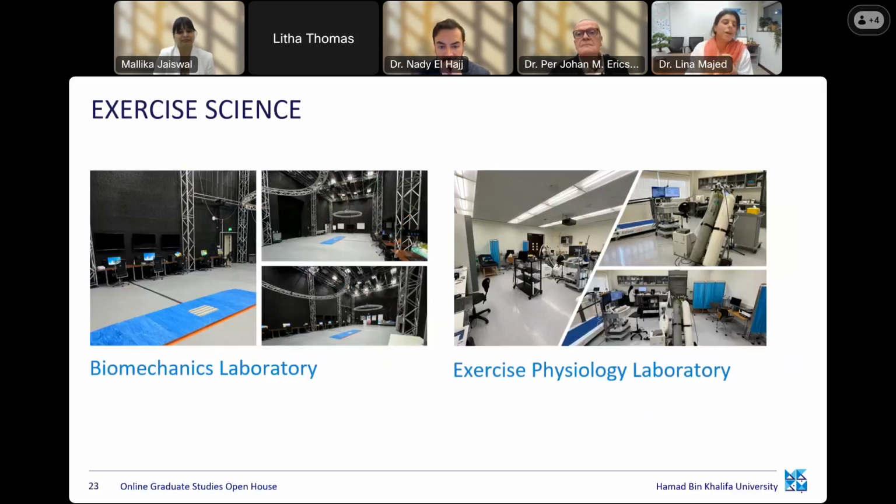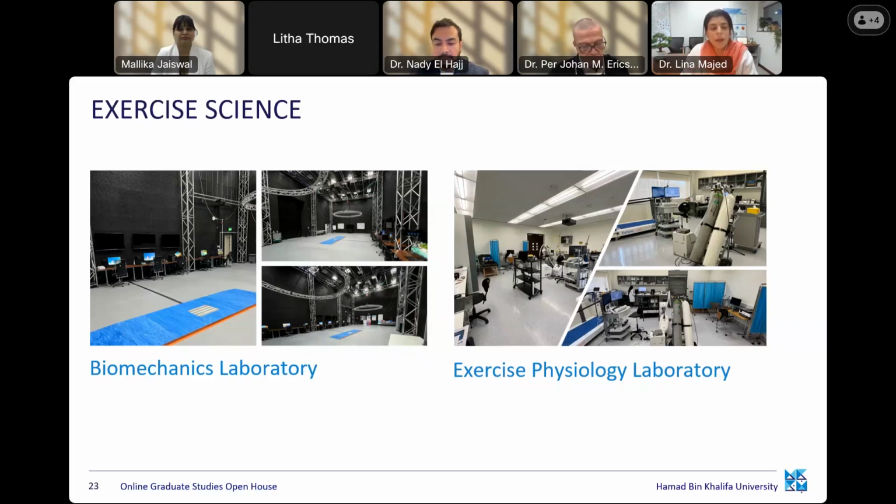Yes, so our program has 2 main labs. The first one on your left side is the biomechanics lab, in which you will find high-end equipment that would allow students to collect kinematic and kinetic data. So we have a 3D motion capture and analysis system that would be able to reconstruct the body in 3 dimensions in order to analyze all types of movements.